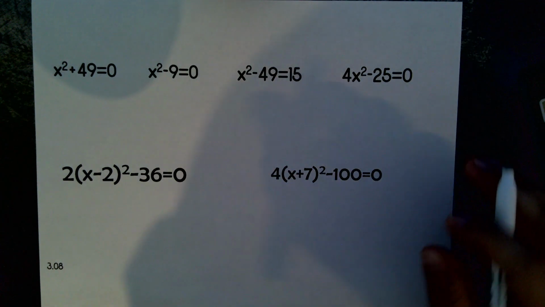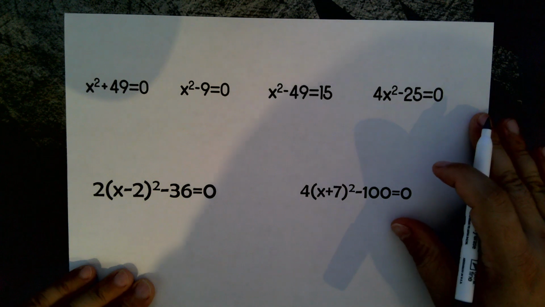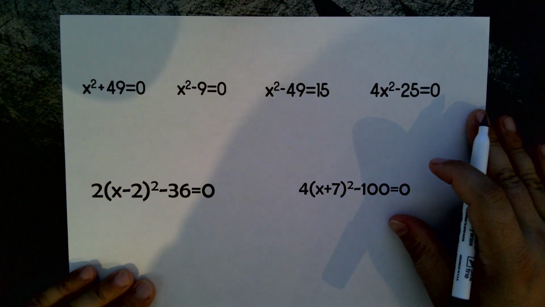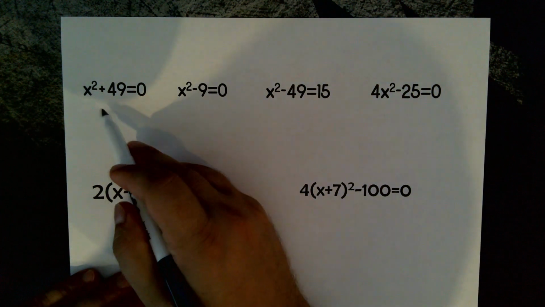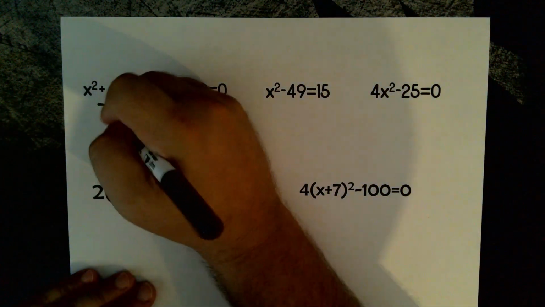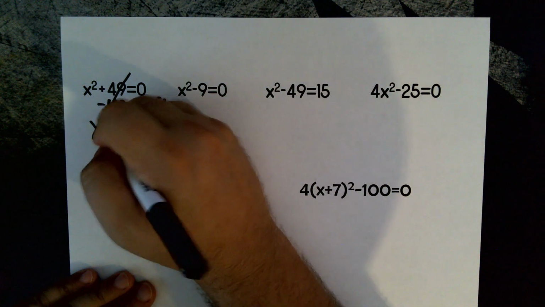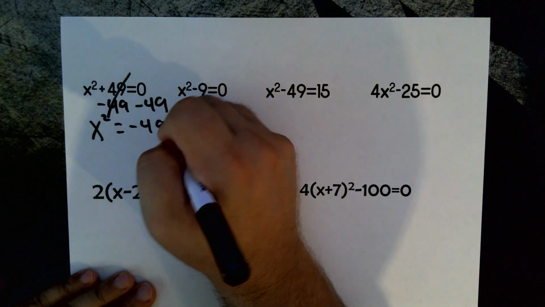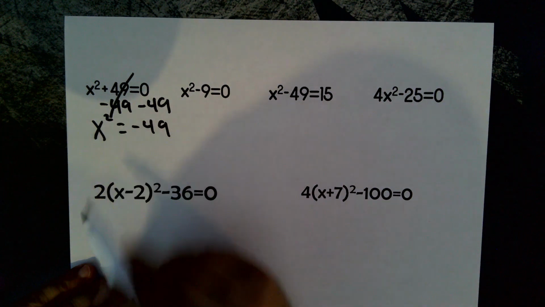Alright, we're going to solve these quadratic equations with square roots. So the first thing you need to do is make sure that you isolate the x squared. So here I've got x squared plus 49, and you move the 49 to the other side. And now to undo a square, you take the square root.